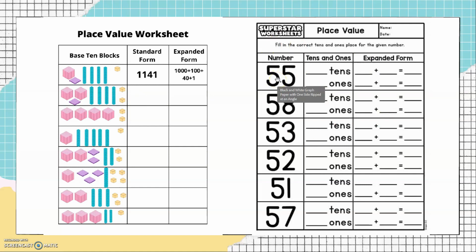And another worksheet here, the number given is 55. The learner will try to identify which number belongs to the tens and which number is in the ones place value. And so, the learner will write here 5 tens and 5 ones. And he or she will answer it in expanded form.